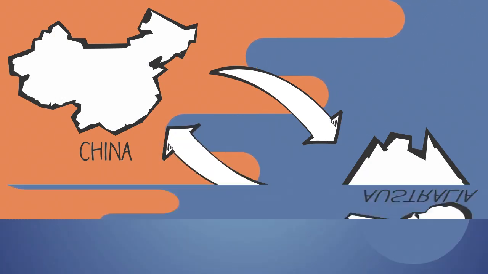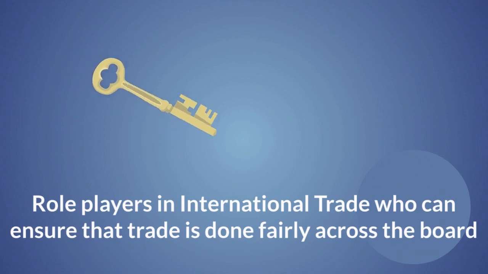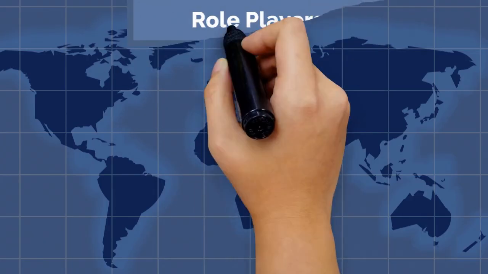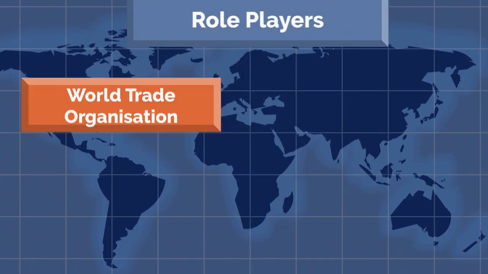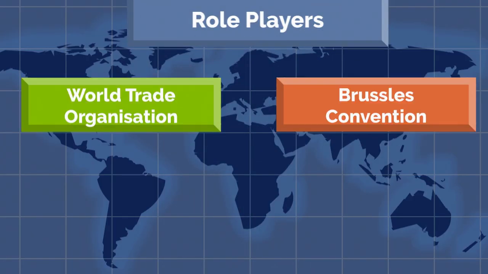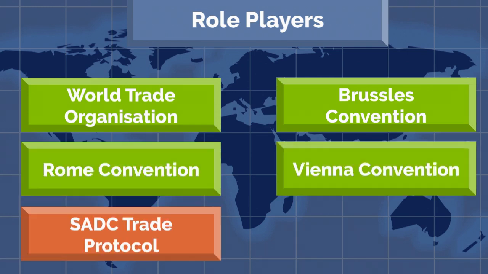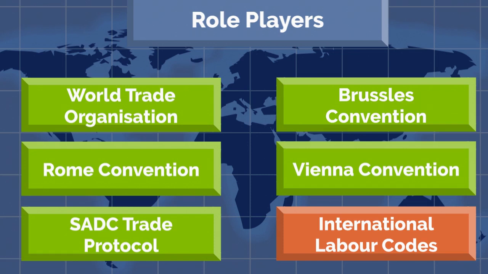restrictions back. Fortunately, there are some key players in international trade who can ensure that trade is done fairly across the board. These role players include the World Trade Organization, the Brussels Convention, the Rome Convention, the Vienna Convention, SADC, SADC Trade Protocol, and international labor codes.